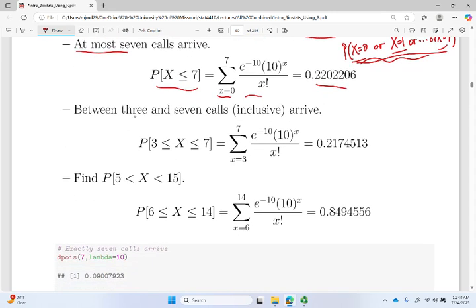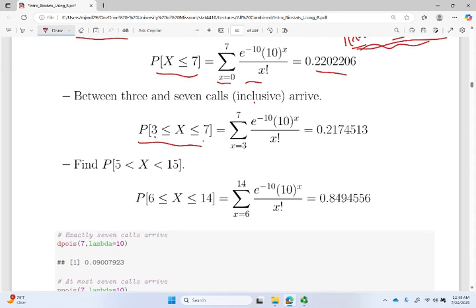Now, the probability between 3 and 7 calls, inclusive, so 3 and 7 are included in that. Since the values are mutually exclusive, we can add them, and there's a 21% chance that we see between 3 and 7 calls. And it makes sense that this is less than that value, right? Because that one is including 0, 1, and 2, where this one is not.